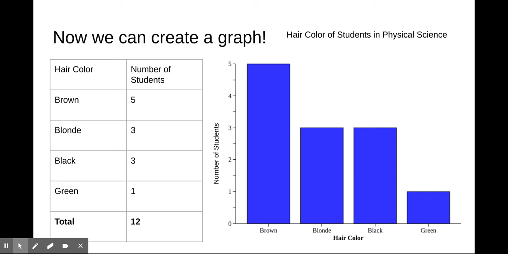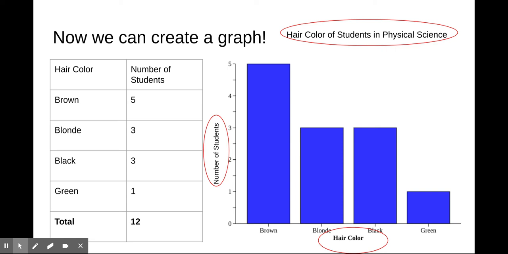So let's create a graph. Well, one graph that we could create that we looked at is a bar graph. So on the x-axis, we have hair color, and on the y-axis, we have the number of students. And each bar reaches up to the number of students. So for example, there are 5 students with brown hair, and that bar goes up to the number 5.